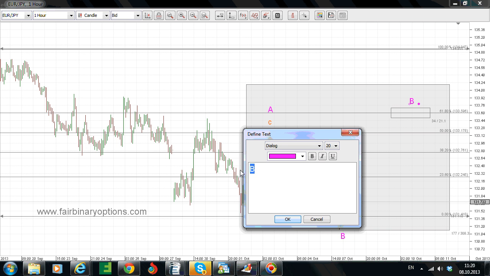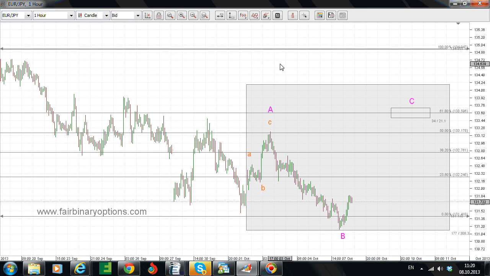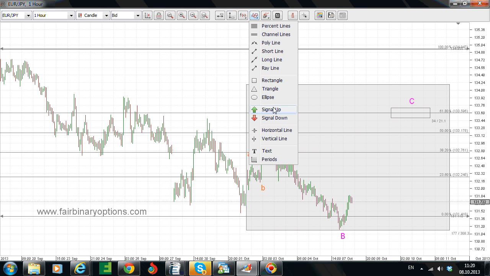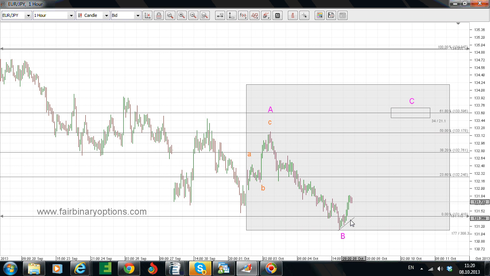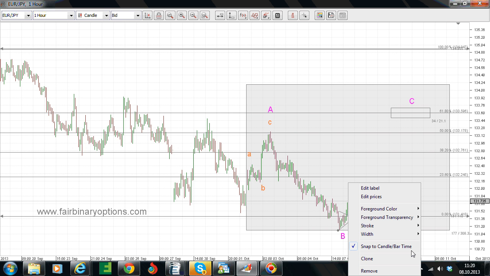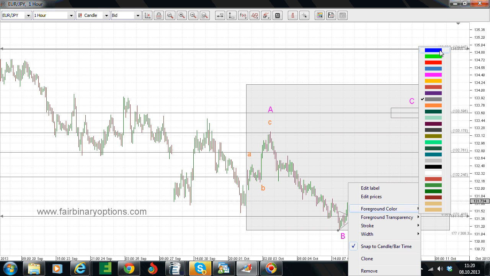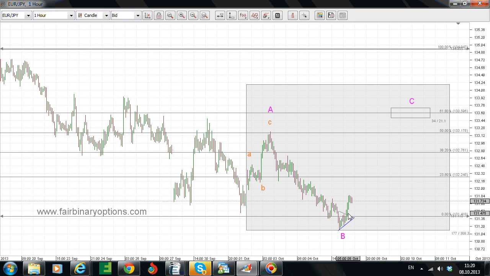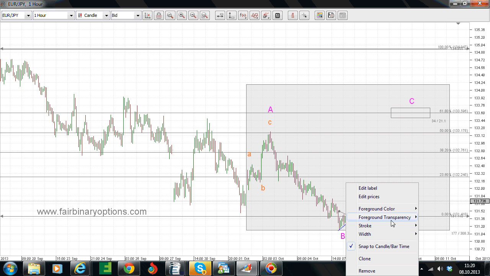Now, to come to the purpose of this presentation is the triangle here that we are having on the lower degree. This triangle here normally should have been a continuation pattern if the move would have been impulsive. But the move is not impulsive. The move to the downside is corrective, and because of that, price just reversed.